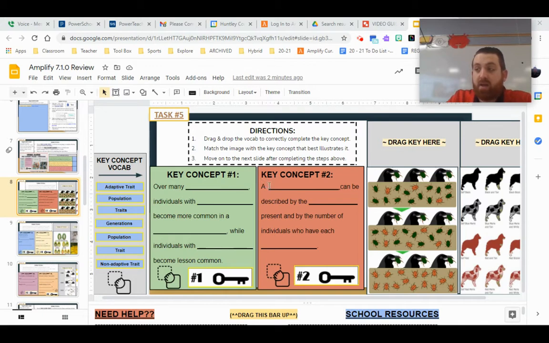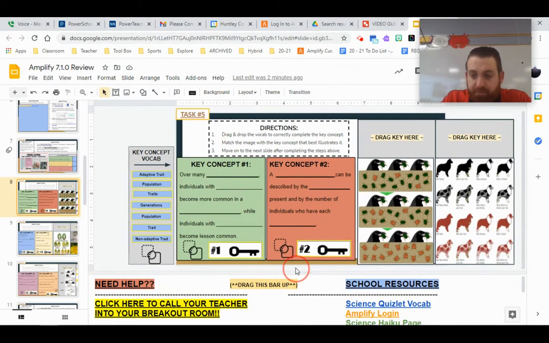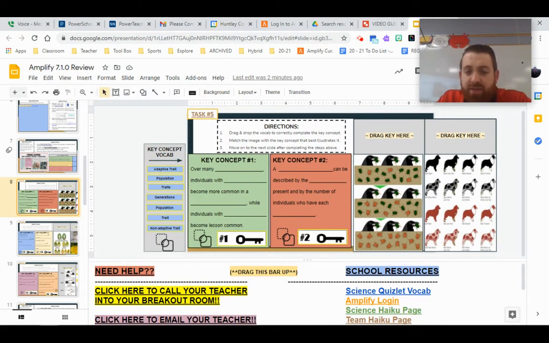Second, a population can be described by the traits present and by the number of individuals who have each trait. So the idea is that whatever traits we have in a population are what we're going to see down the road. They're not going to magically grow new traits for no reason. So when we look at these two key concepts, number one is that there are adaptive and non-adaptive traits, and number two is that whatever traits we find in a population will be there for time to come.